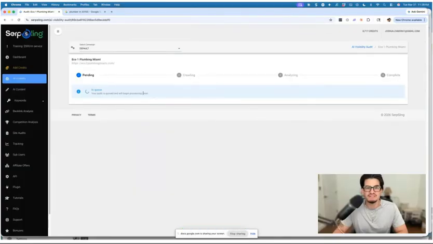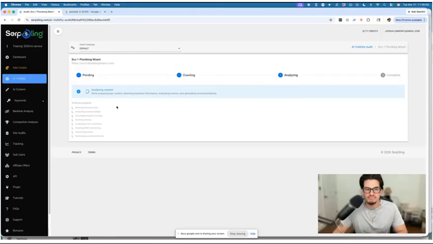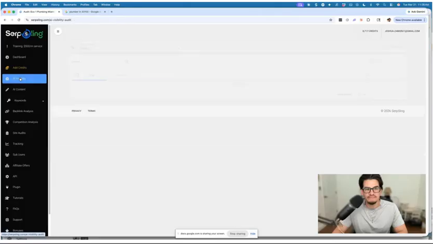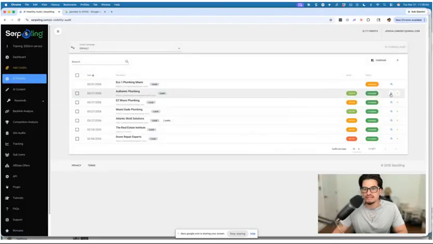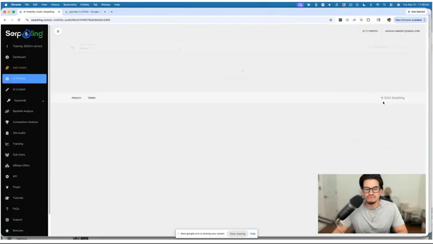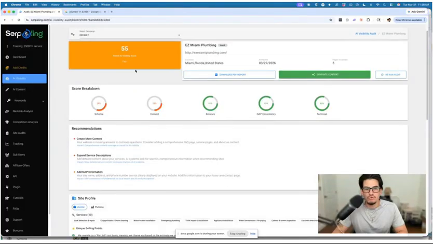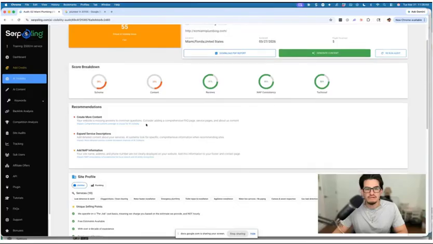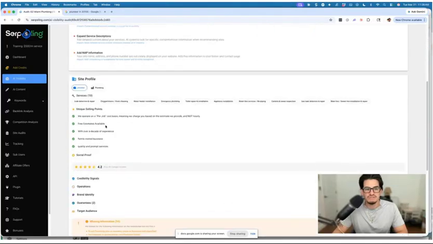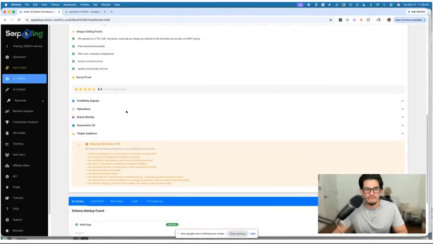This is going to take about 5 minutes for this process to complete from start to finish. It's going to check absolutely everything that's wrong with this business. You can see everything that it checks right here. And once that is done, it's going to look something like this. So if I open up this one here, you're going to get an overall AI visibility score. You're going to get the score breakdown. You're going to get all the recommendations. It's going to generate a site profile.